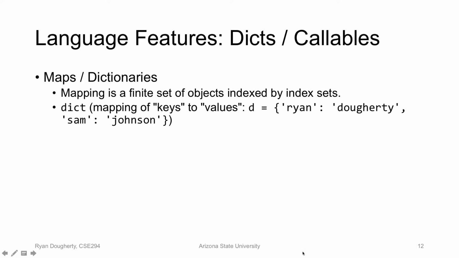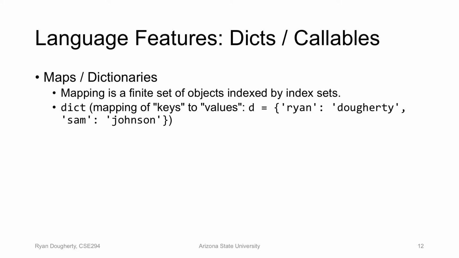So in this dictionary, I'm mapping the string Ryan to the string Dougherty. So Dougherty is the value of the key Ryan, and another key, which is Sam, and the value for Sam is Johnson. All right, cool.